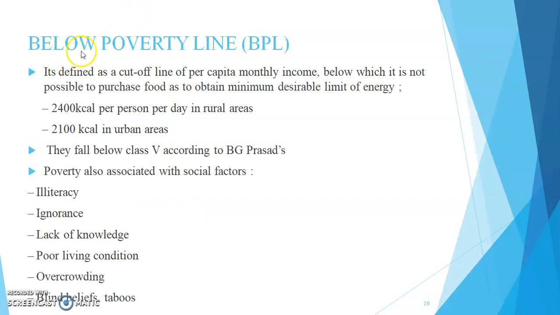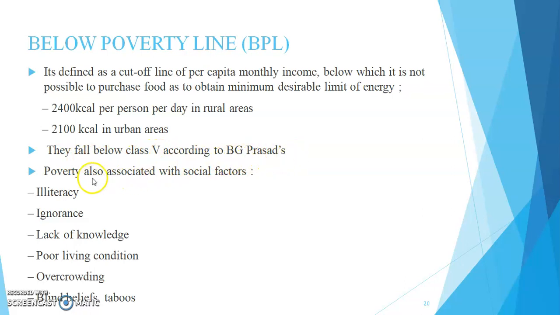Okay, so what is meant by below poverty line? That is BPL. It is defined as a cutoff line of per capita monthly income below which it is not possible to purchase food to obtain the minimum desirable limit of energy. That is 2400 calories per person per day in rural areas and 2100 kilocalories in urban areas. They fall below class 5 according to B.G. Prasad's method.